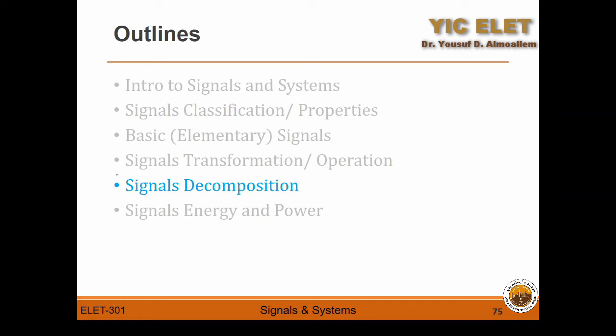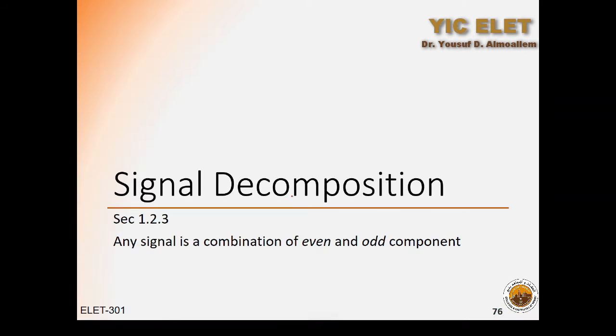Now we're in chapter number 1 and we're reaching signals decomposition. Any signal is combined of two parts. One part is even and one part is odd. Even if a signal is not even or odd, it could be written as a combination of two signals, one even and one odd. So basically, we're trying to visualize all the signals around us in these two basic components.